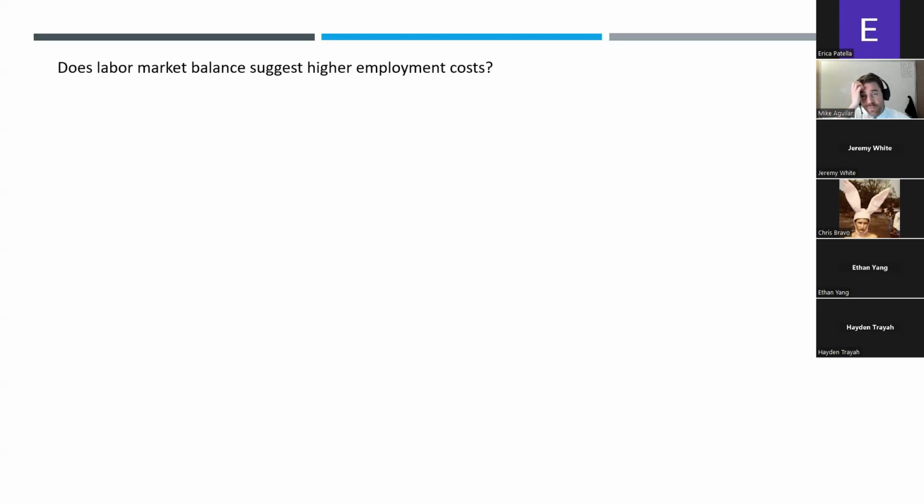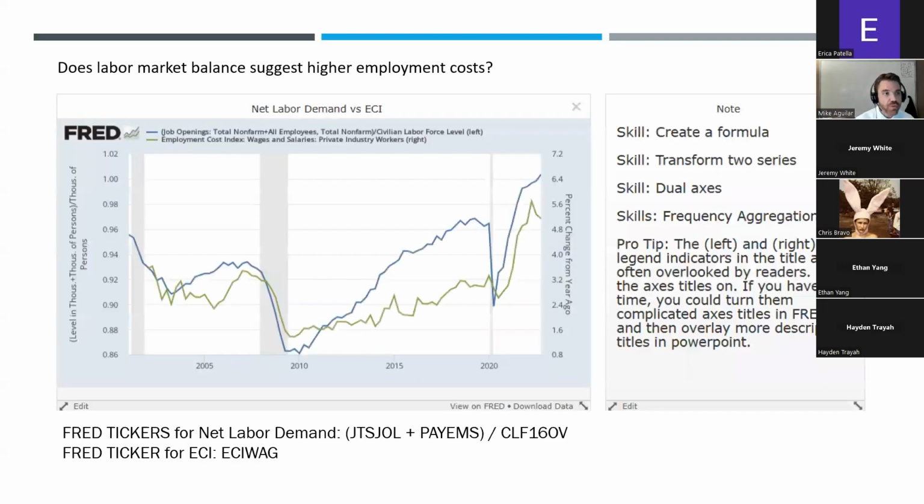So that means I need to create a formula that tracks the net supply demand balance where demand is a positive two different things. And then I need to relate that to the health of the labor market's price, which is employment costs, both wages as well as salaries and fringe benefits. There's a lot going on here. So this is one of my favorite charts that I track on a regular basis for the health of the labor market. There's some controversies over some of the sources as to whether or not they're still appropriate, but by doing this, we can create a formula, transform two series, dual axes, frequency aggregation. We'll learn a lot from this one.